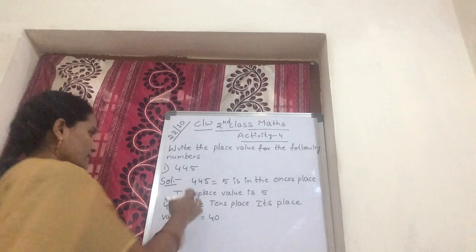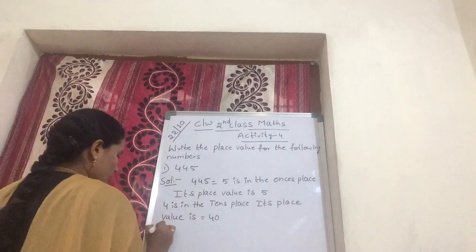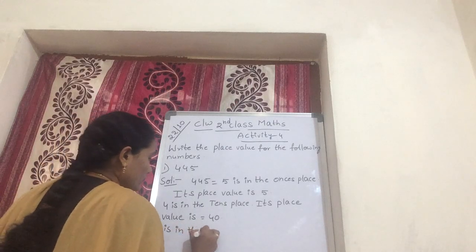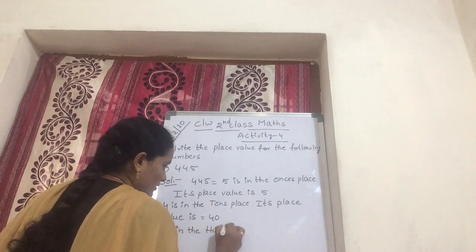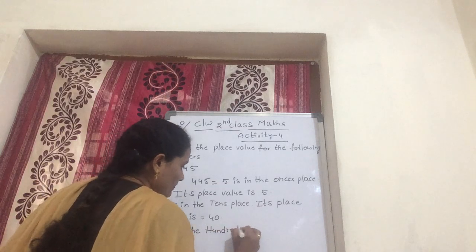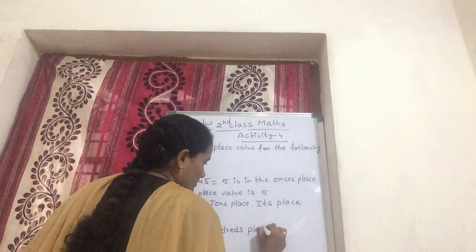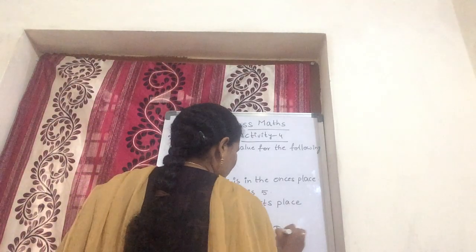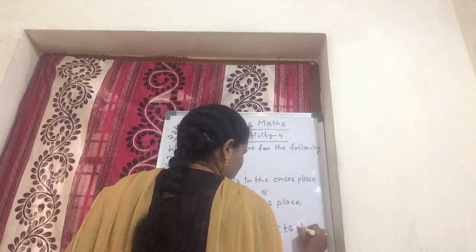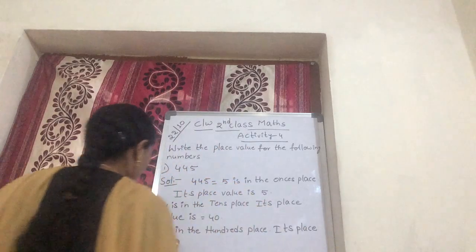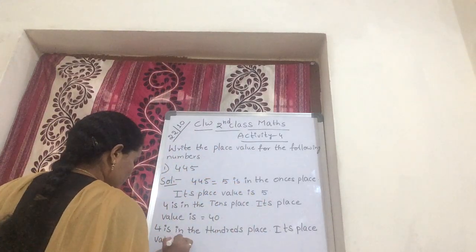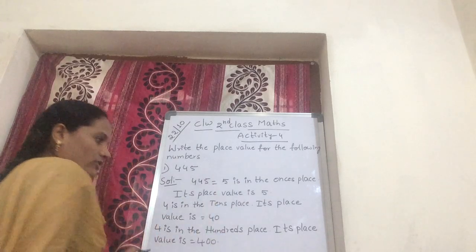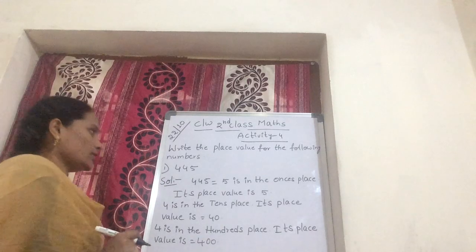Next, the other 4 is in the hundreds place. Its place value is 400. Okay, children, we have got it. How to write place values?